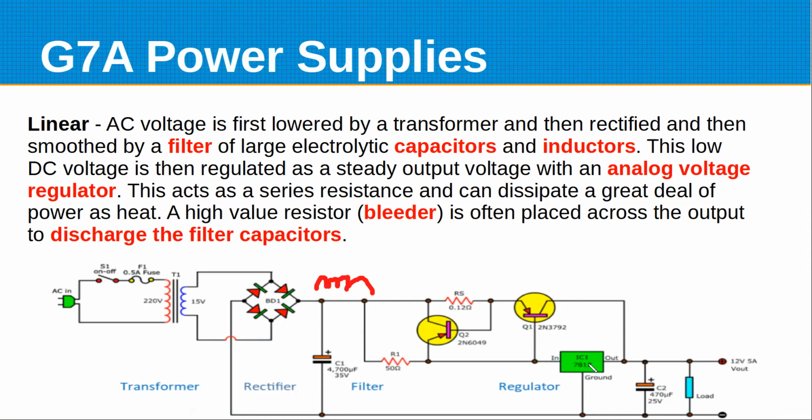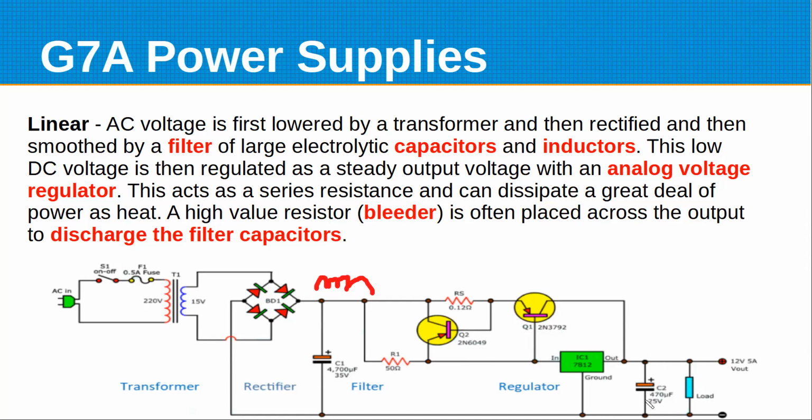Normally, these only go up to maybe an amp or less. So in this case, they want 12 volts at 5 amps out. So they use this regulator as kind of a control function, and you get all the current and voltage regulation through these two transistors. So this is actually controlling how much those two turn on.